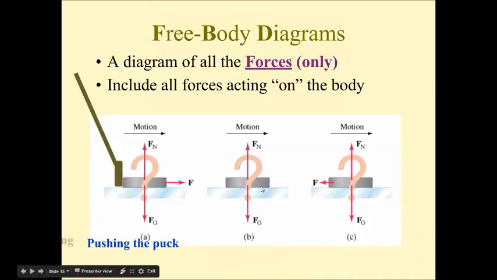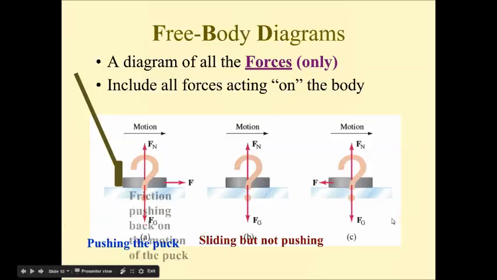So this is when we're pushing the puck. In the middle picture, we're sliding but not pushing. So now the stick has passed, and we still have the weight and the normal force the same, but there are no other forces. And so in this case, the acceleration would be zero because there is no unbalance of forces. The motion will still be to the right. So you can't really tell from a picture, unless it shows you there's motion, whether there's motion or whether this is standing still.